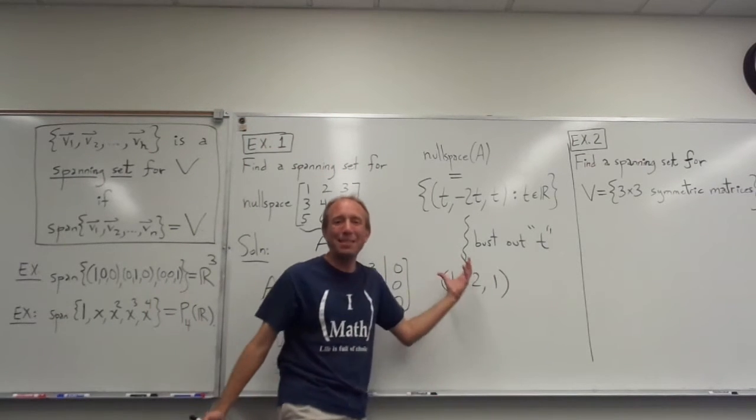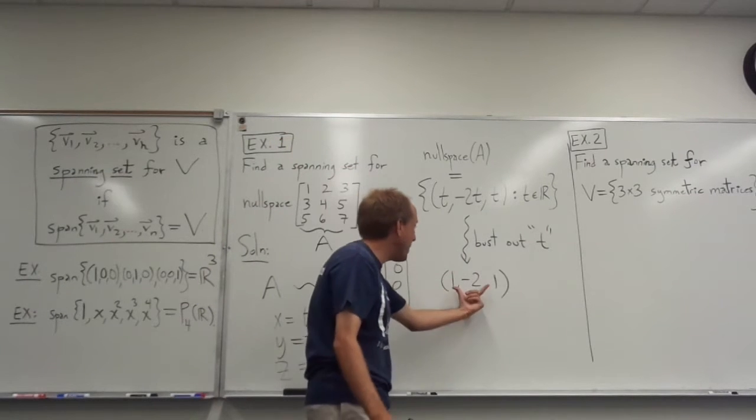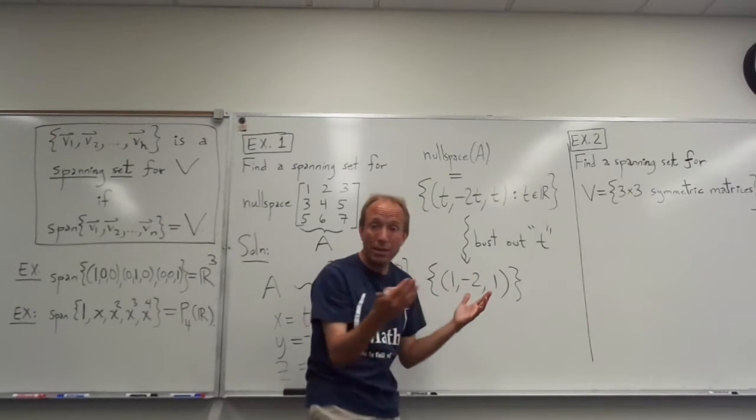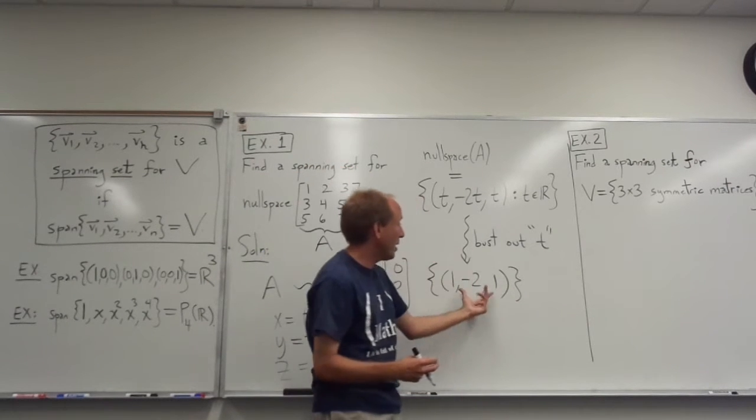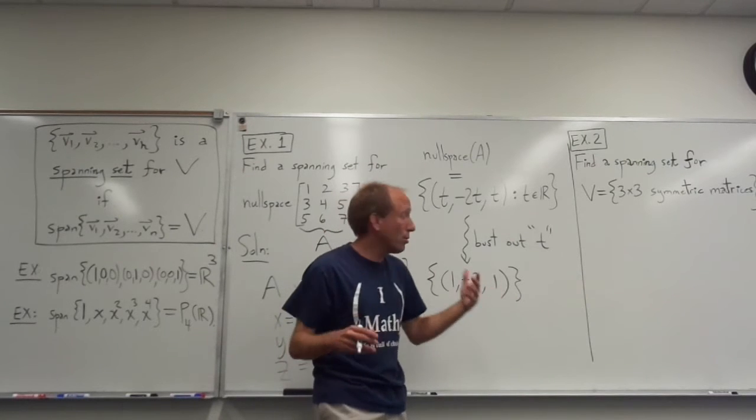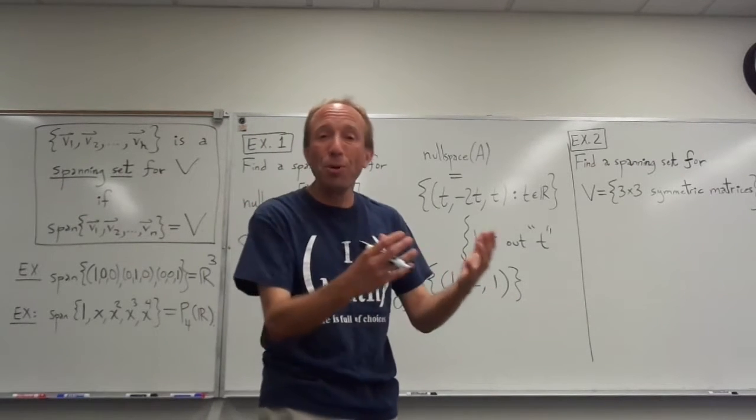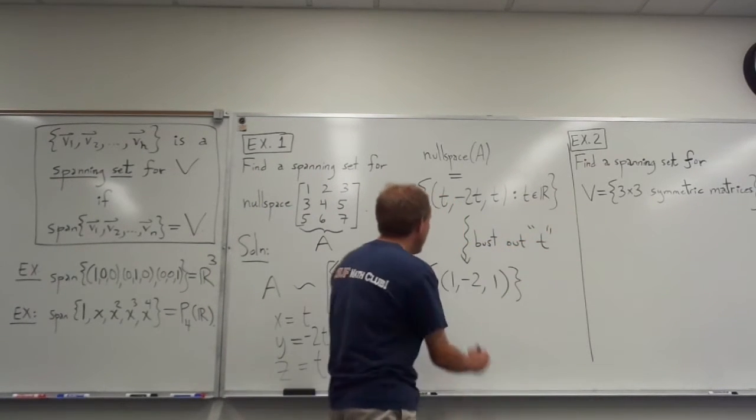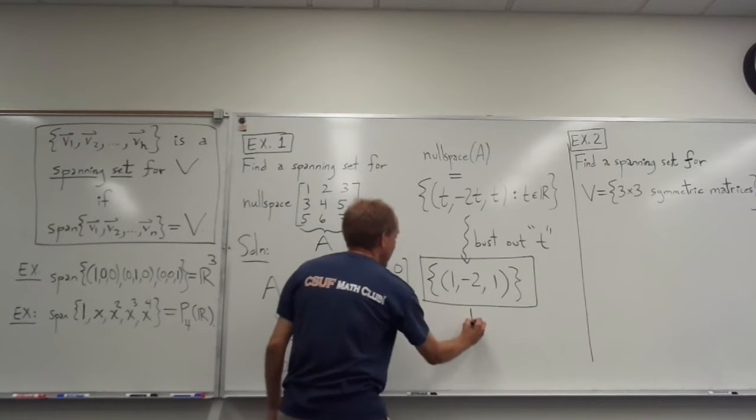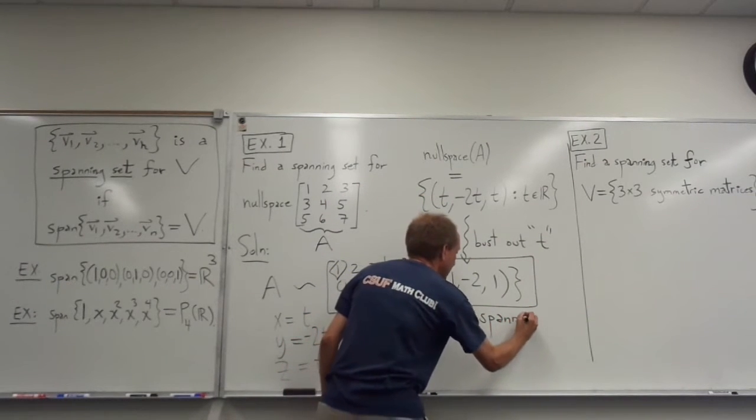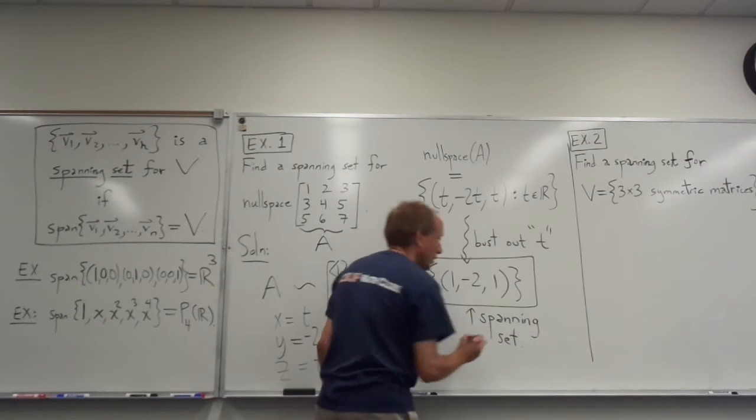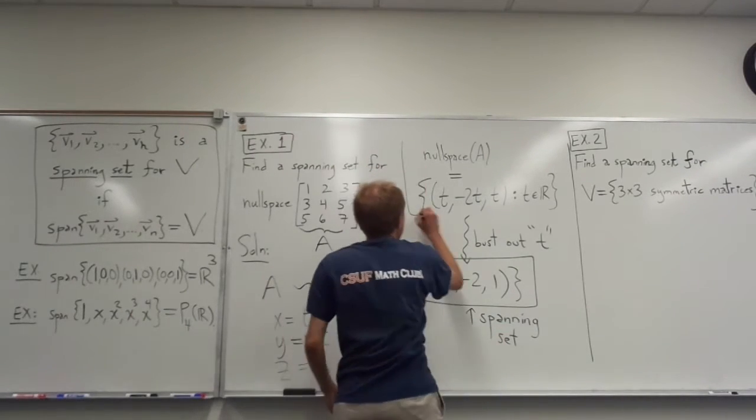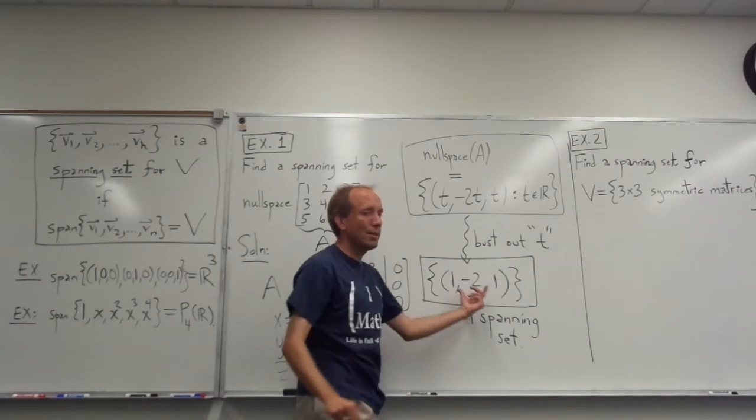This, my friends, is the spanning set. If I take the span of this, what am I doing? Well, I'm taking all linear combinations of this one vector, which really just means I'm taking all scalar multiples of this vector, which is exactly this set right here. So this is the spanning set that we are looking for in this problem. We bust out the t from the formula for the null space, and this is what we're left with.